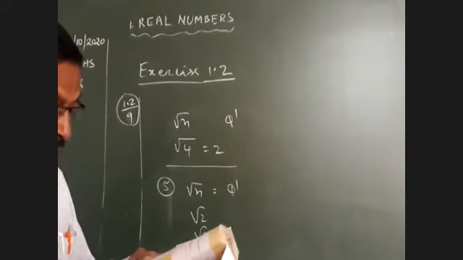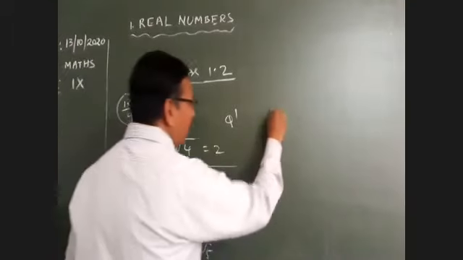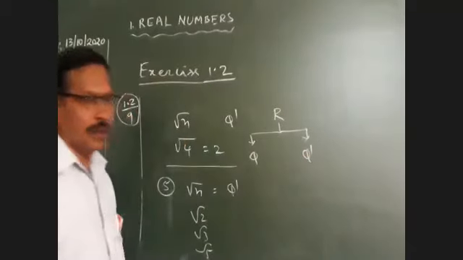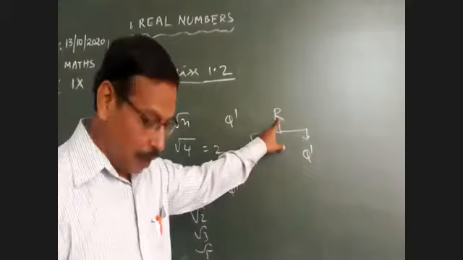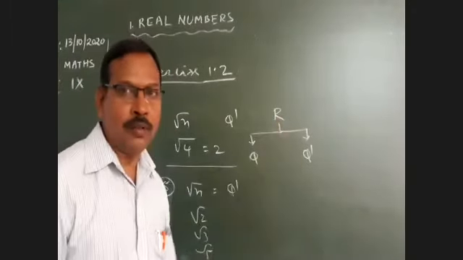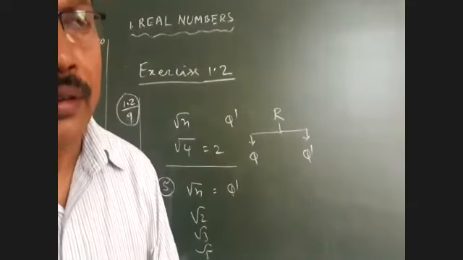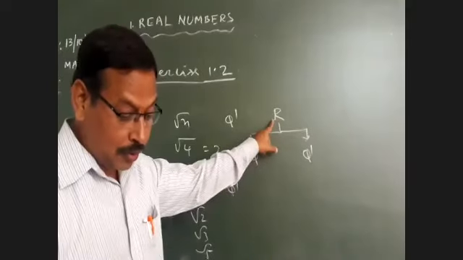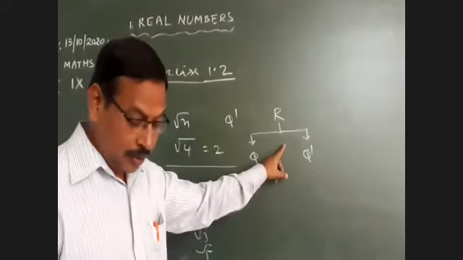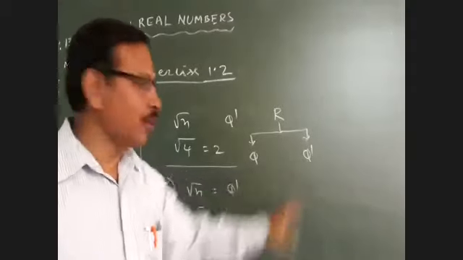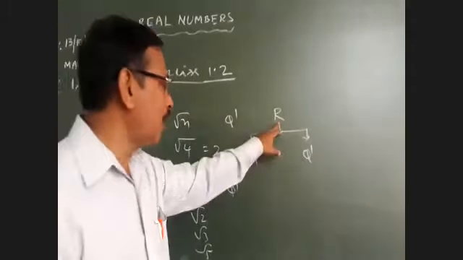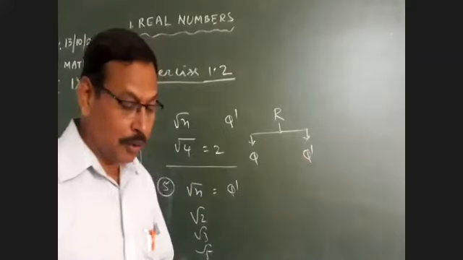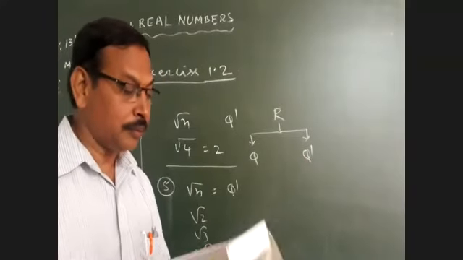Now the last one: all real numbers are irrational. Is this true or false? I am asking you, can anybody say? Harshini? False. Yes, all real numbers are rational or irrational, so the statement is false. Very good, children, very nice answer. I already explained that all real numbers need not be rational, or need not be irrational. Good. So with this, Exercise 1.2 is finished.